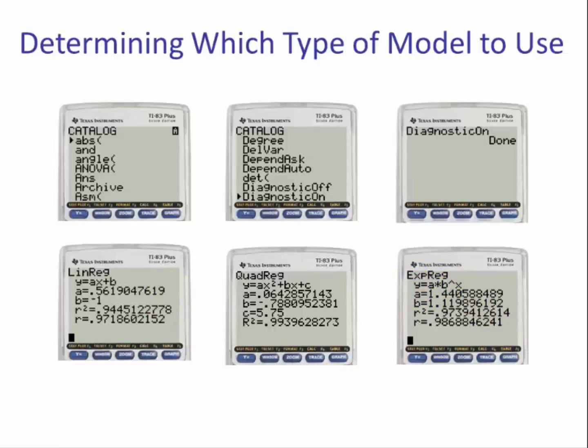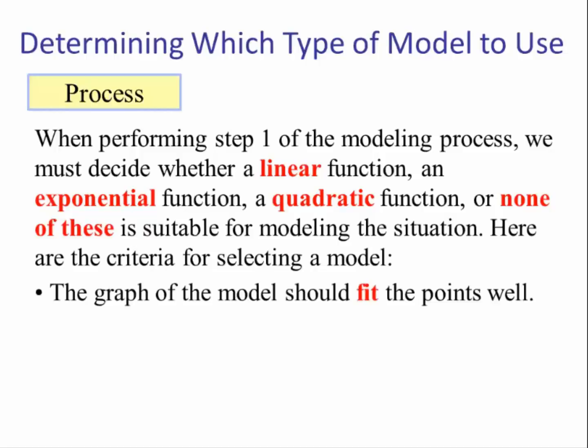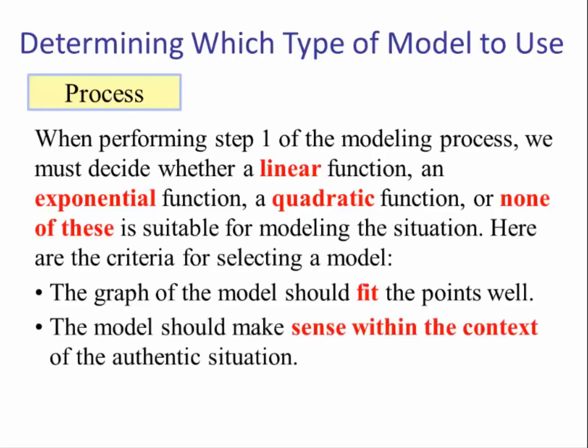Let's talk about the process. When performing step 1 of the modeling process, we must decide whether a linear function, an exponential function, a quadratic function, or none of these is suitable for modeling the situation. Here are the criteria for selecting a model. The graph of the model should fit the points well, and we do that by using the scattergram, or scatter plot as it's sometimes called. The model should make sense within the context of the problem.